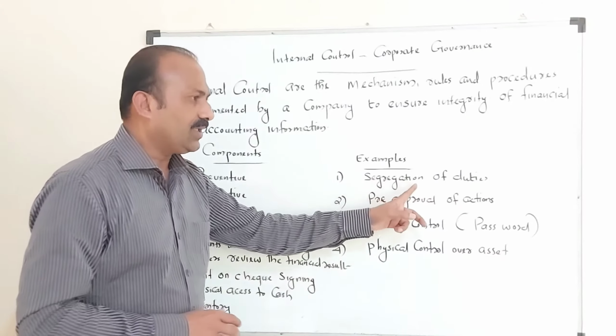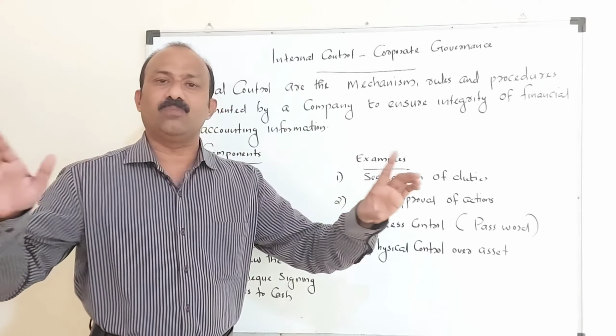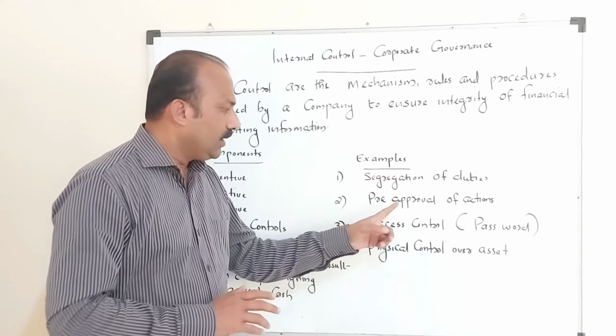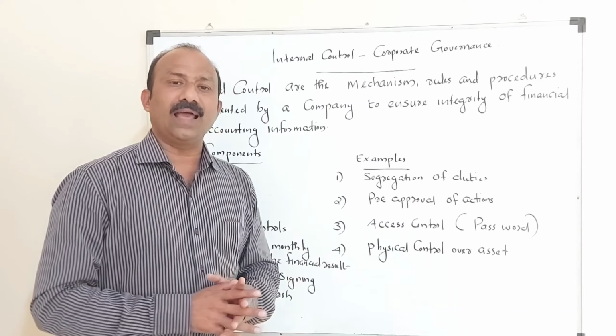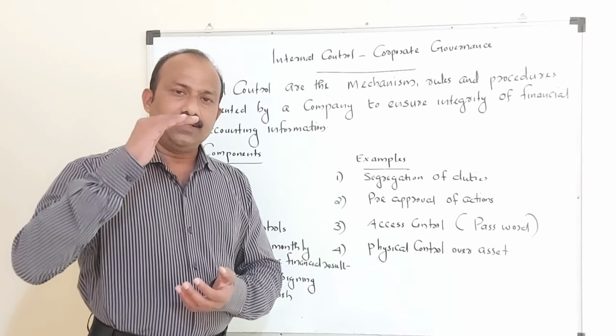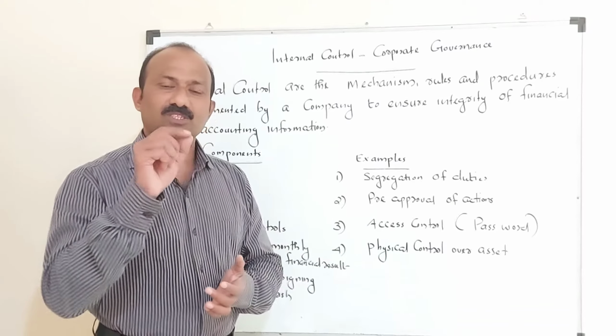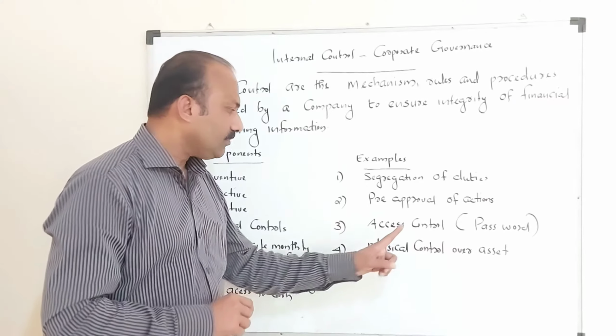Number one, you can segregate your duties among different people of the organization. Pre-approval of all the actions. Many actions are happening in an organization. For each and every action, a pre-approval is required. This is one of the controlling systems.